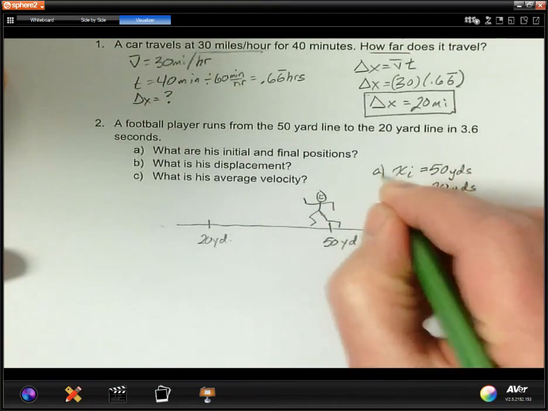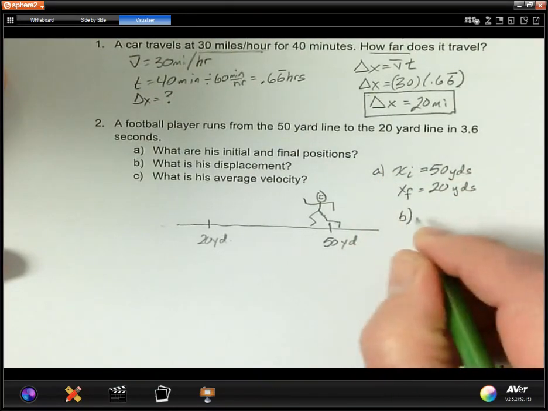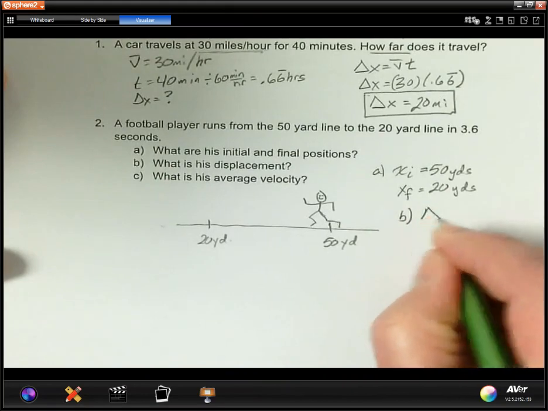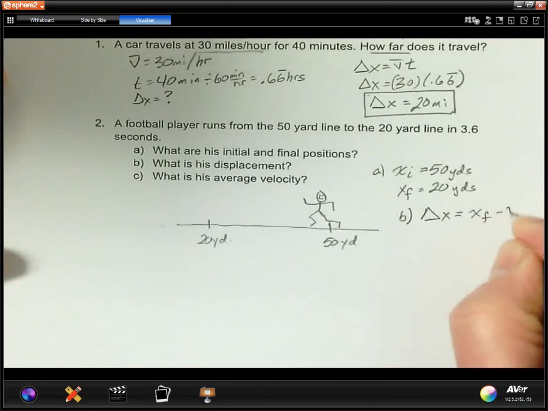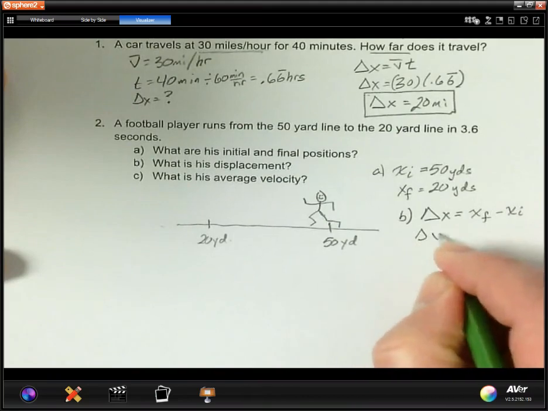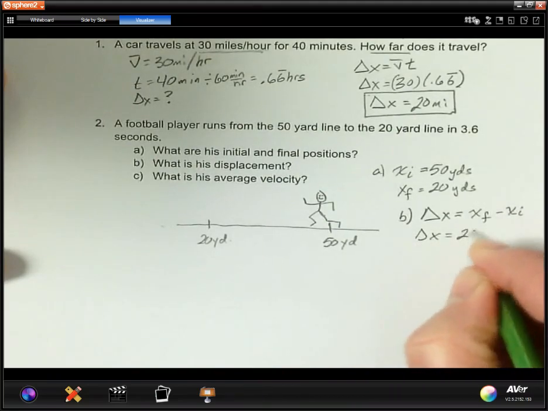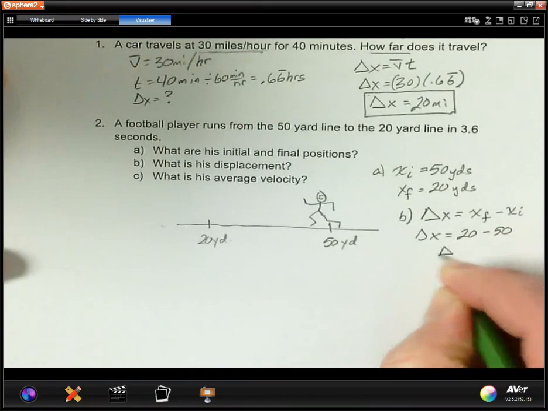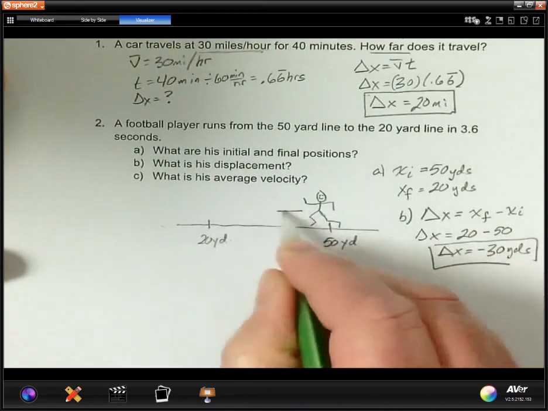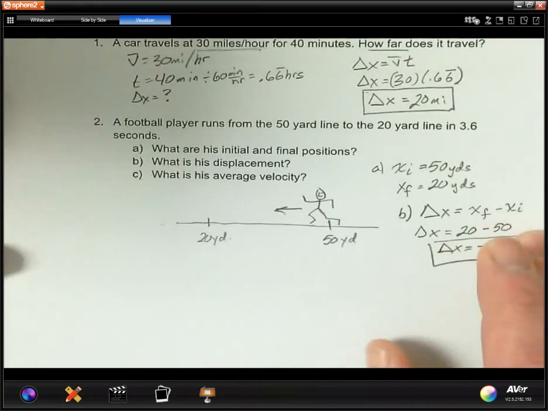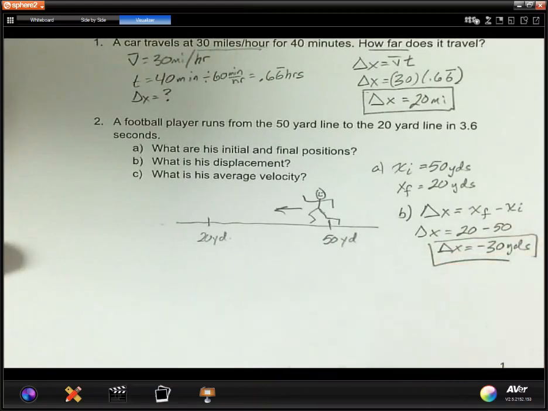Okay, so that was part A. Then part B, we want to find his displacement. Displacement is delta x. And up above here, I said we can do that by doing your final position minus your initial position. So it's going to be 20 minus 50, and we get minus 30 yards. That minus meant that he was going to the left here. Okay, so sometimes direction is important, and we're going to deal with that more in the next lesson.